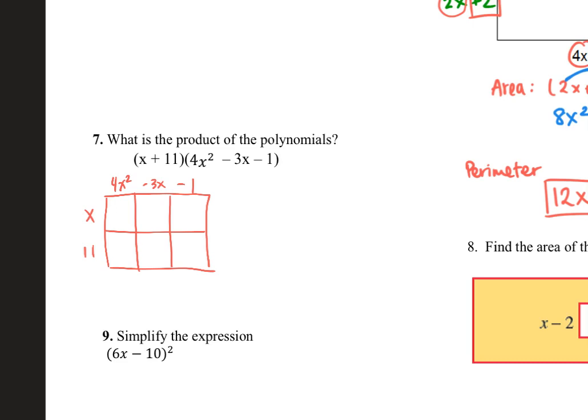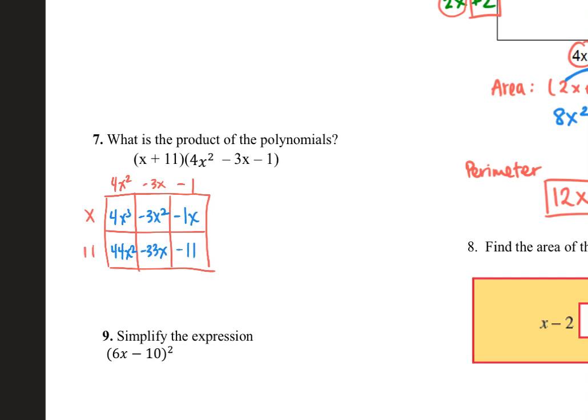So x times 4x squared is 4x cubed. x times negative 3x is negative 3x squared. x times negative 1 is negative 1x. And then the second row, 4x squared times 11 is 44x squared. Negative 3x times 11 is negative 33x. And negative 1 times 11 is negative 11.